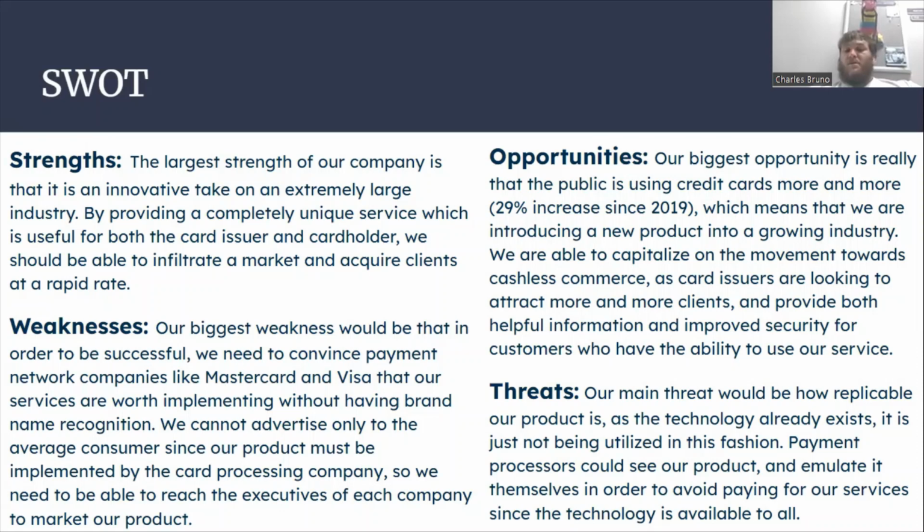Our main threat would be that since this technology of categorizing purchases already exists, it could be replicable by other companies. So like a payment processor could see our product and emulate it themselves to avoid paying for our service since the technology is available.